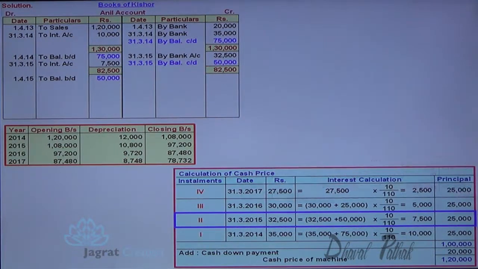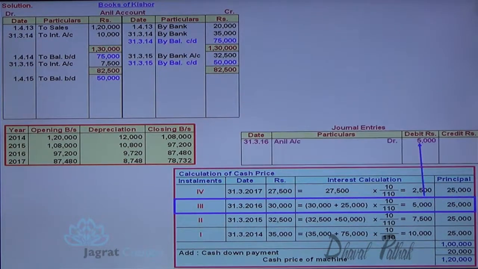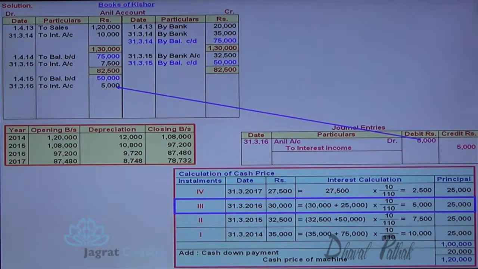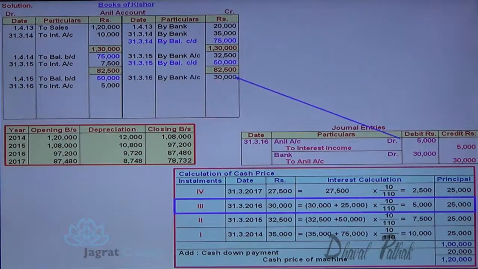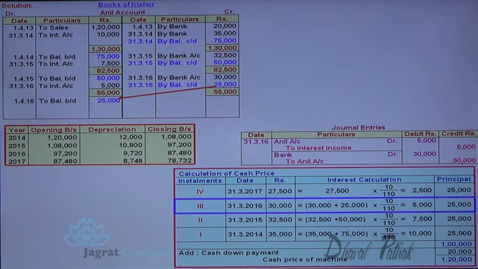In the third year, the interest recoverable 5,000. It's an income. So Anil account debit to interest income account credit. The installment received 30,000, bank account debit 30,000 to Anil account credit 30,000. Anil is the giver, credit the giver. Find the closing balance, that works out to be 25,000. That becomes opening balance at the beginning of the last fourth year.